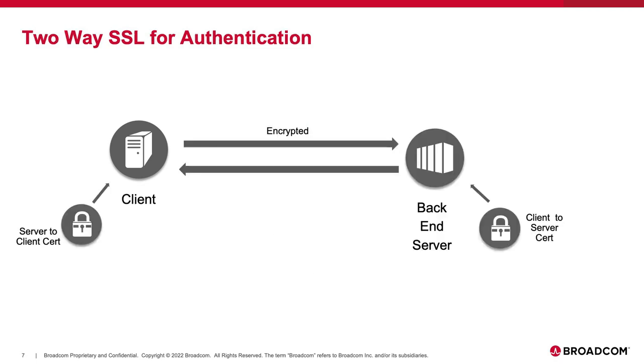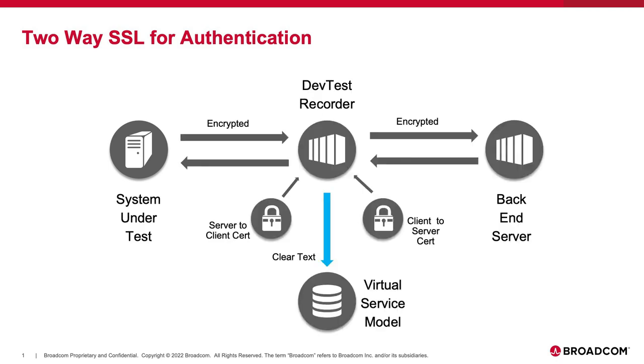If we have two-way authentication, if the client has a certificate and the server has a certificate, and we need to enable service virtualization to intercept traffic flowing between them both, we have the ability to accept both a server certificate and client certificate within the virtual service model recording, and then be able to encrypt and decrypt traffic moving up and down our process flow.